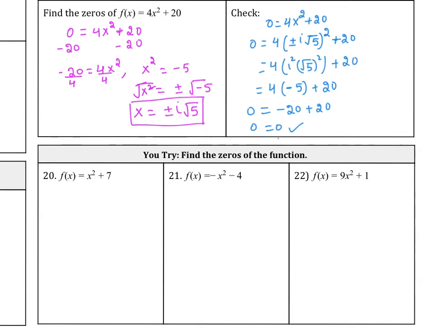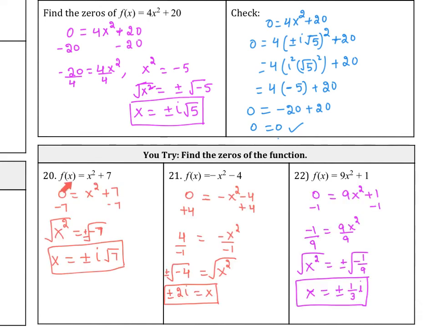Now we're going to do the you-try problems. So you're going to pause the video, try 20, 21, 22, and then we'll go over them together. For number 20, when you put f(x) equals 0, then you can find the zeros of this equation. So subtract 7 on both sides, x squared equals negative 7. Take the square root on both sides, you're going to get x equals plus or minus i square root 7.